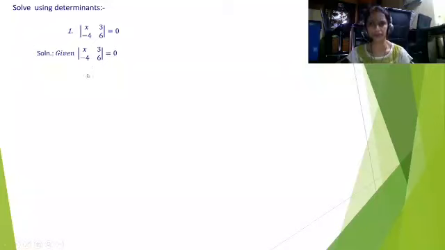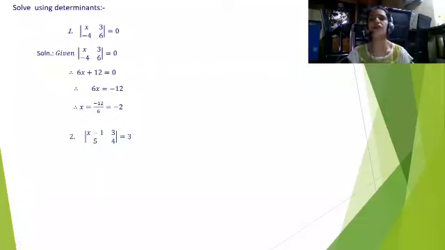So what is the expansion of this 2 by 2 determinant? It is x into 6, so it is 6x minus minus, it will become plus 12, equal to 0. Take the 12 on the other side. If you take the number on the other side, its sign will change, so 6x is equal to minus 12, so x will be equal to minus 2. This is very simple.